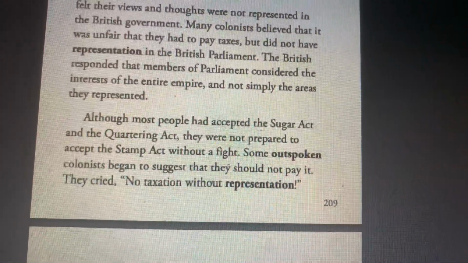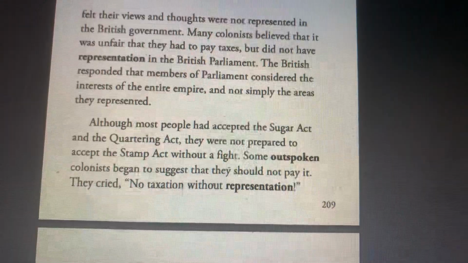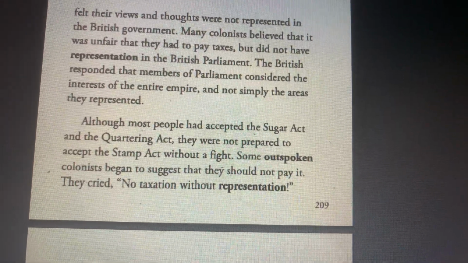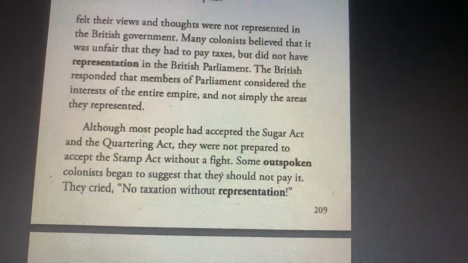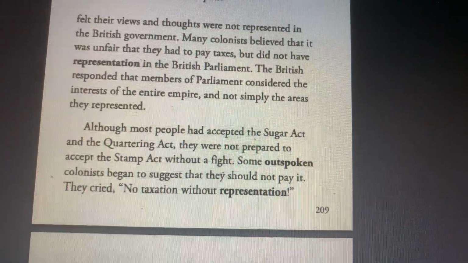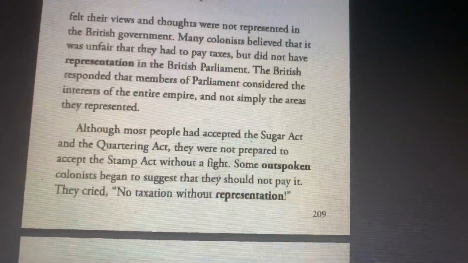Although most people had accepted the Sugar Act and the Quartering Act, they were not prepared to accept the Stamp Act without a fight. Some outspoken colonists began to suggest that they should not pay it. They cried no taxation without representation.